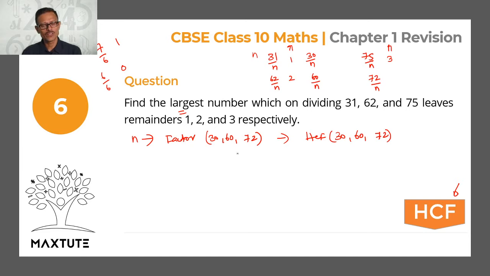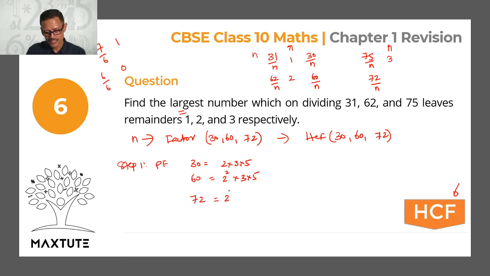It's a word problem because you had to deduce that this largest number is the HCF. That's where the crux of solving this question is. Beyond this, it's very simple mechanics. Step 1, let's prime factorize the given numbers. 30 is 6 into 5, which is 2 times 3 times 5. 60 is equal to 2 times 30, which is 2 square times 3 times 5. 72 is equal to 8 into 9. So 8 is 2 cube, 9 is 3 square.